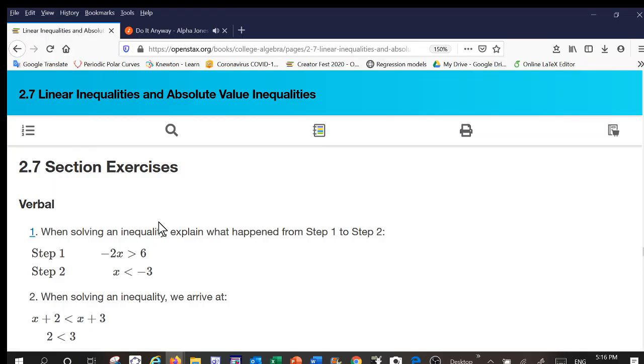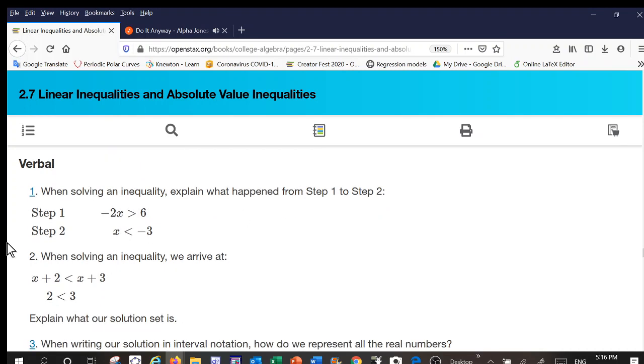Okay, so let me turn my video off. I don't think we need that, and start. So what I'm going to do, I'm going to go to 2.7. 2.7 is about solving linear inequalities and absolute value inequalities. So I'm going to go over the concept, go over the exercises, and as I go over the exercises, I talk about the concepts as well. Okay, so let's do the first few problems here.